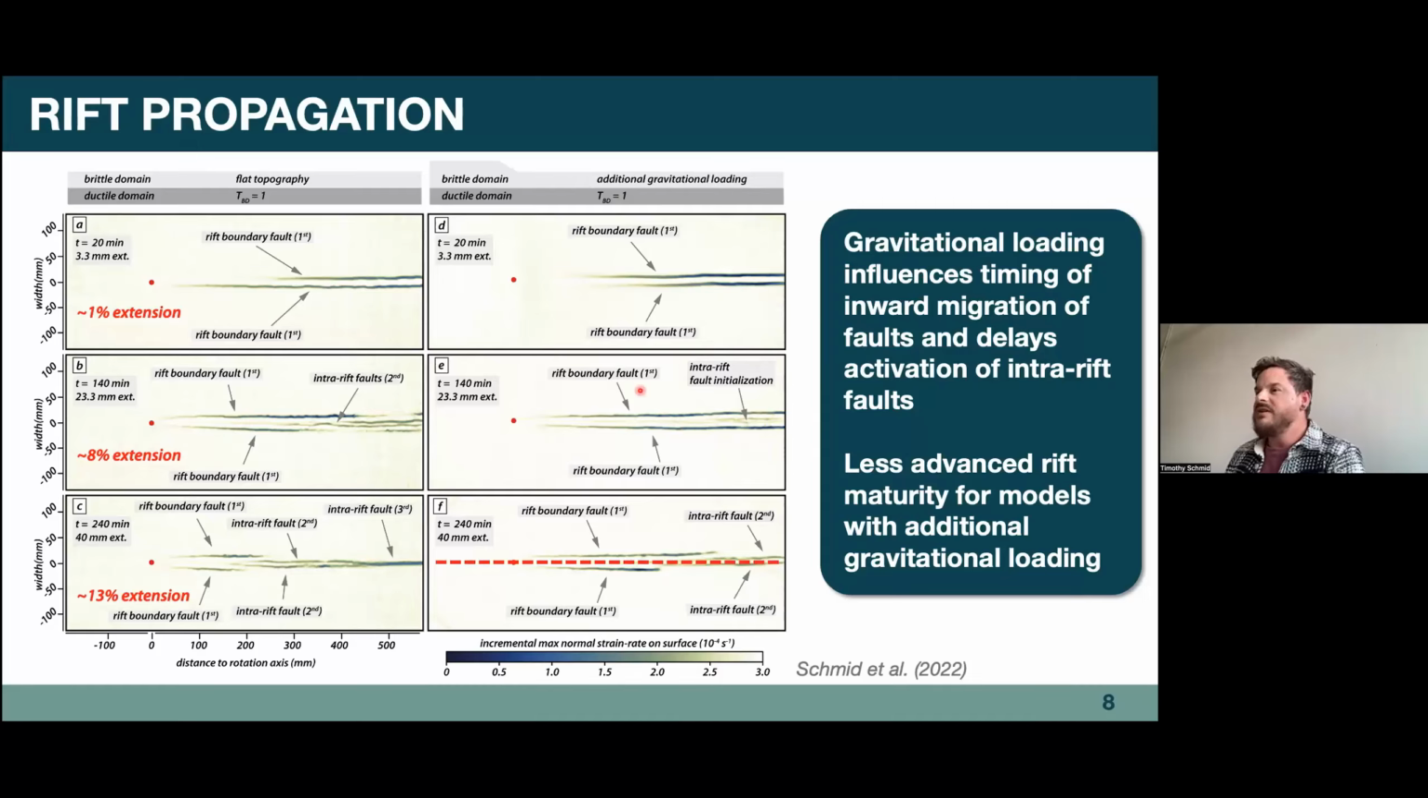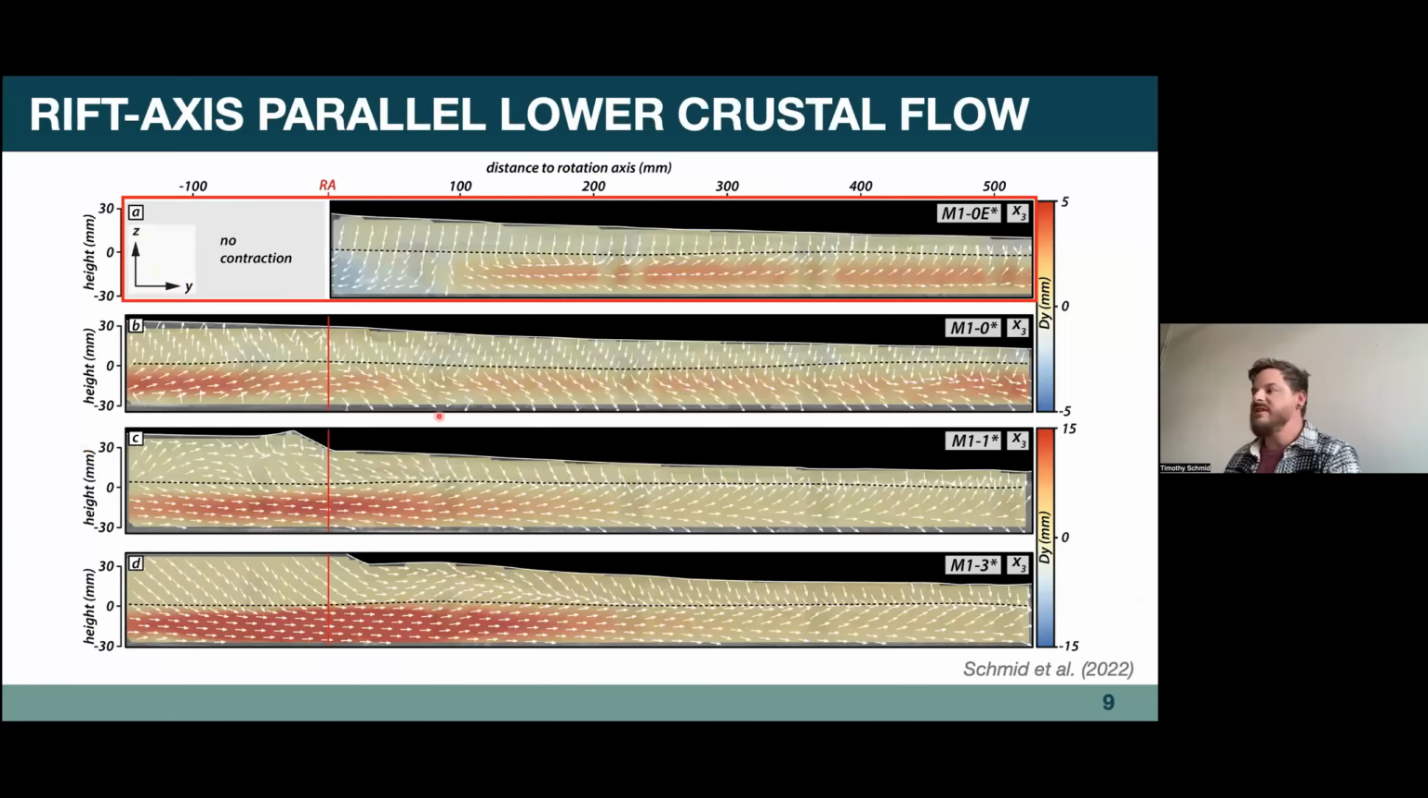But we are interested in the lower crustal flow and especially the rift axis parallel lower crustal flow. And therefore, we will now have a look at the cross section, which is indicated here by this dashed line. What you see here are basically 4 model runs where we subsequently increase the gravitational loading. And it's no surprise that the magnitude of this rift axis parallel flow increases with the increasing gravitational loading.